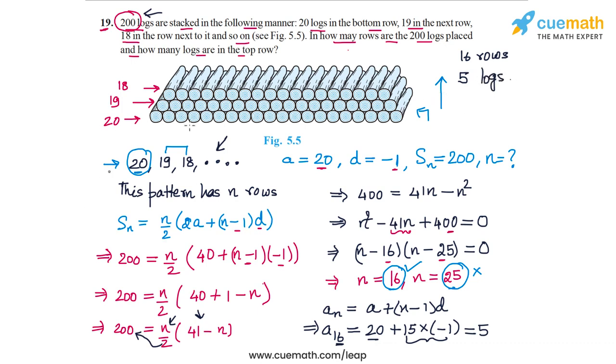So the answer to this problem is that the 200 logs are placed in 16 rows in this pattern, and there are 5 logs in the top row.